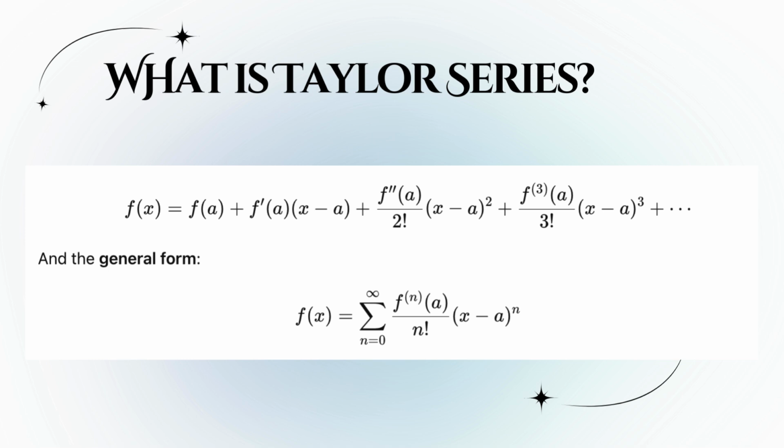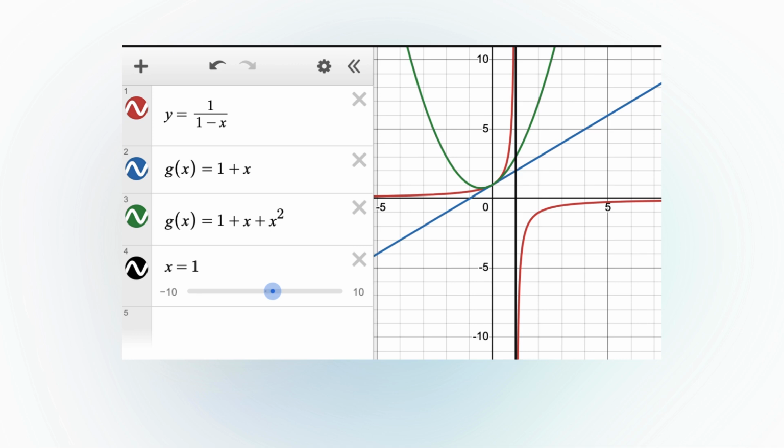A Taylor series is an infinite sum of polynomial terms that approximates a function near a specific point. For a function f of x, the Taylor series centered at a is f of x equals f of a plus f prime of a times (x minus a), and so on. In summation form, this is f of x equals the sum from n equals 0 to infinity of the nth derivative of f at a, divided by n factorial, times (x minus a) to the n. As you add more terms, the polynomial curve gets closer to the original function f of x.